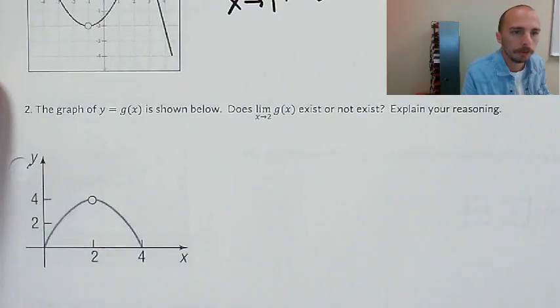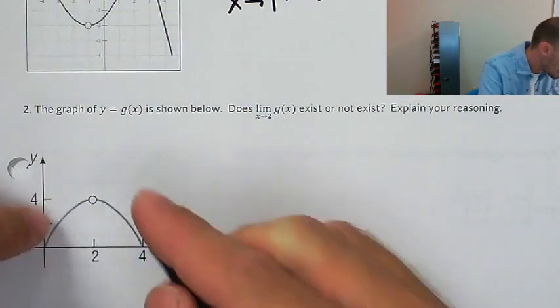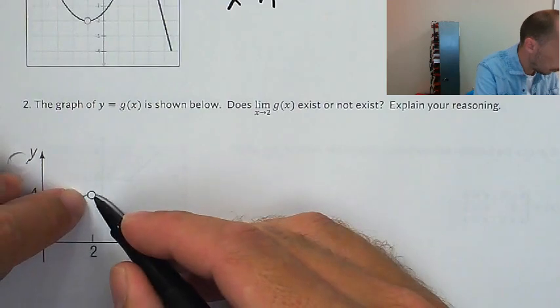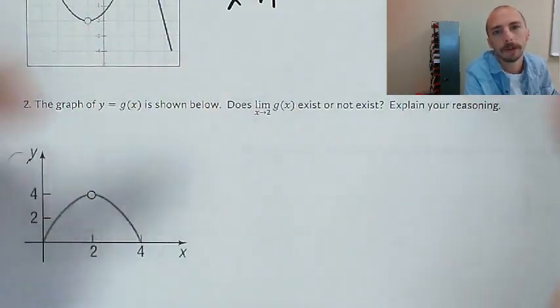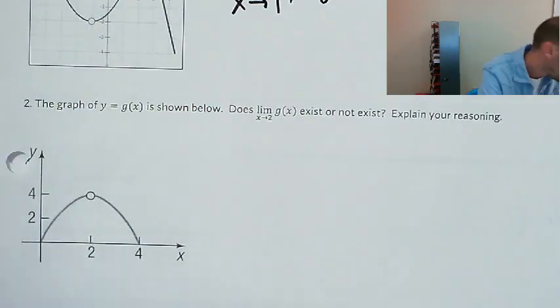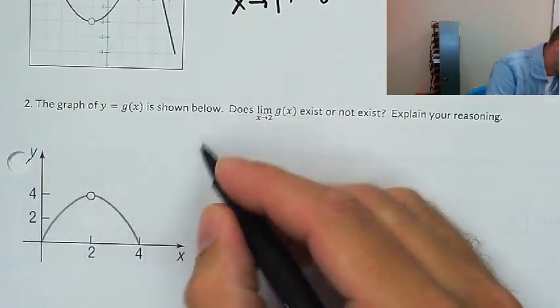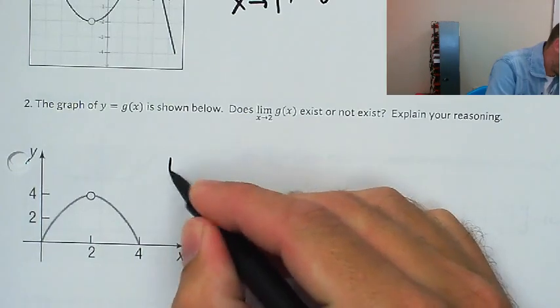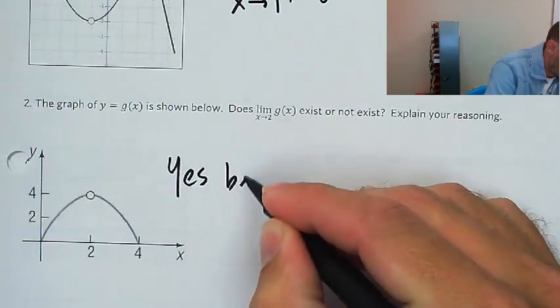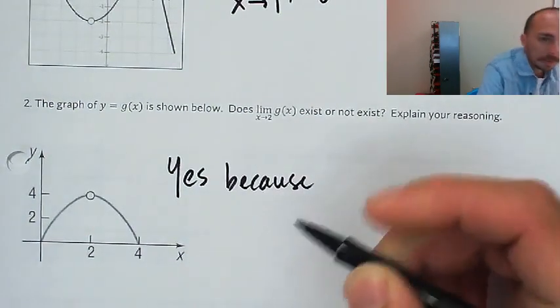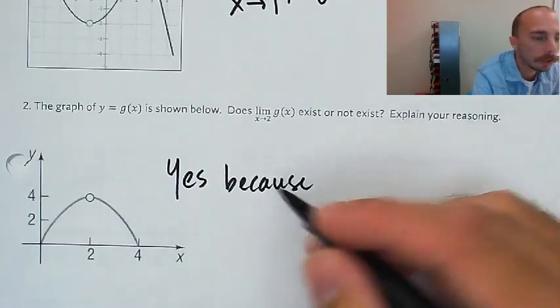Does the limit of g as x approaches 2 exist or not exist? I'll explain my reasoning. I'm going to say it does exist because all we have is a removable discontinuity. The best response would be yes, because both one-sided limits exist and agree.